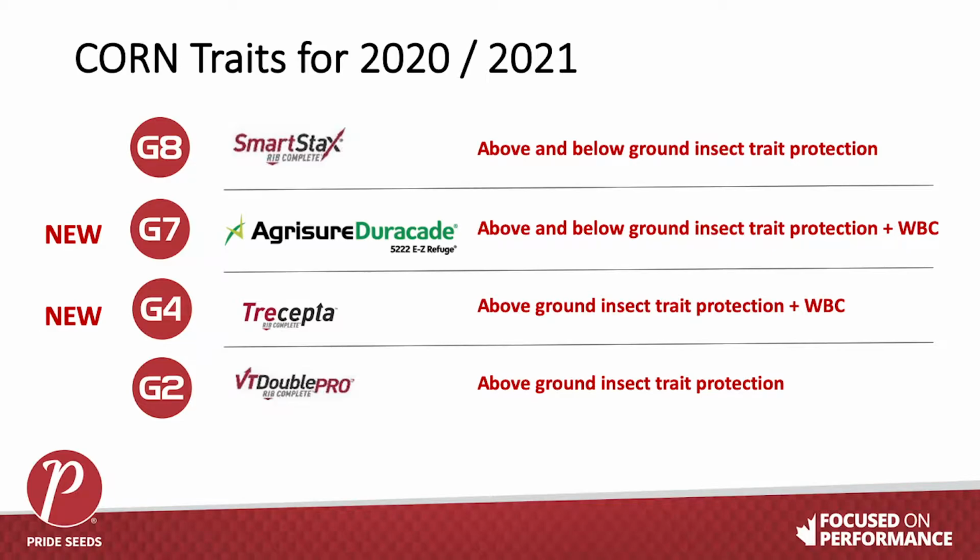As we go into the future and start working with new traits and new traits come to the market, there's going to be multiple Gs coming to the market. Right now, we're looking at some G4s, we're looking at some G7s.